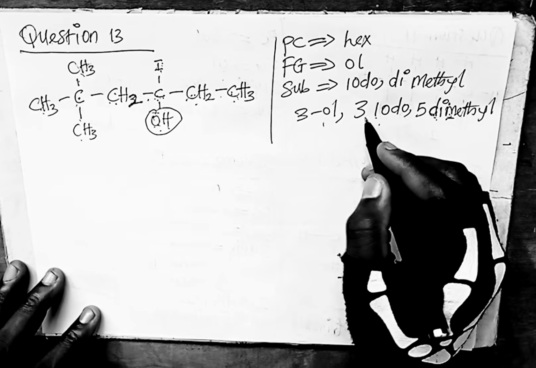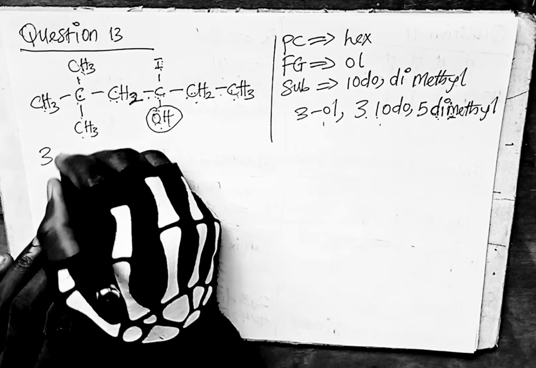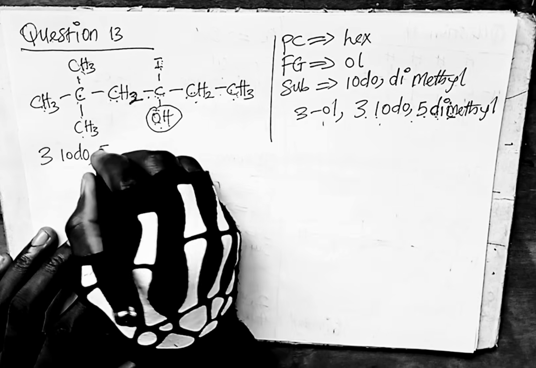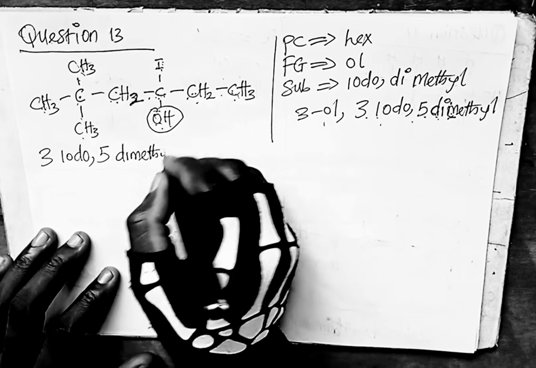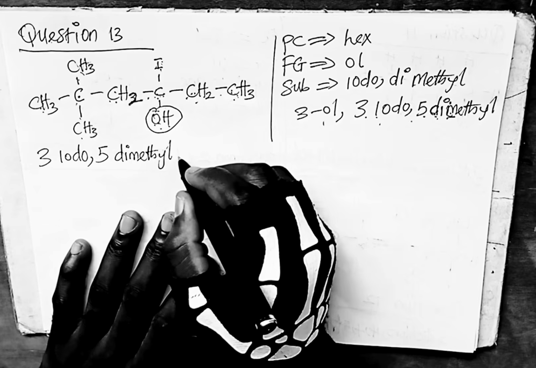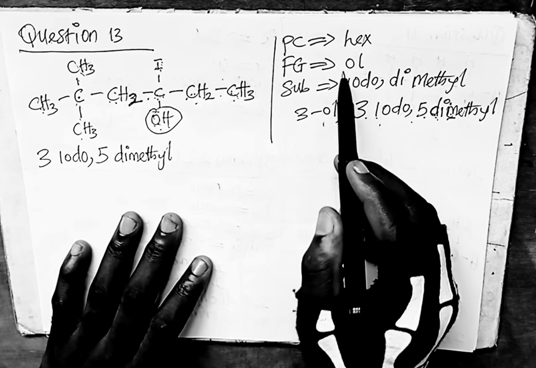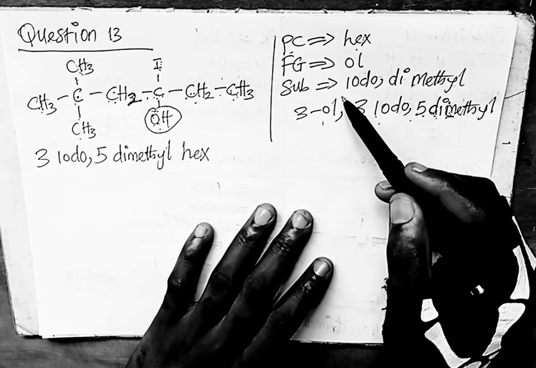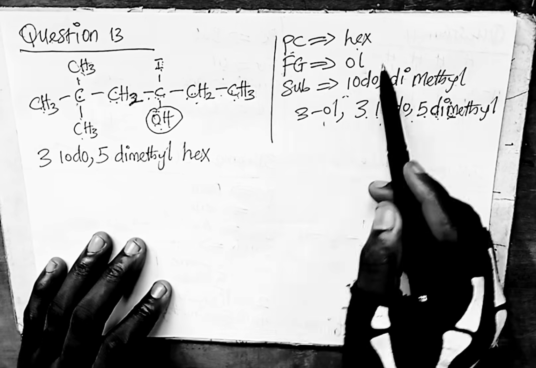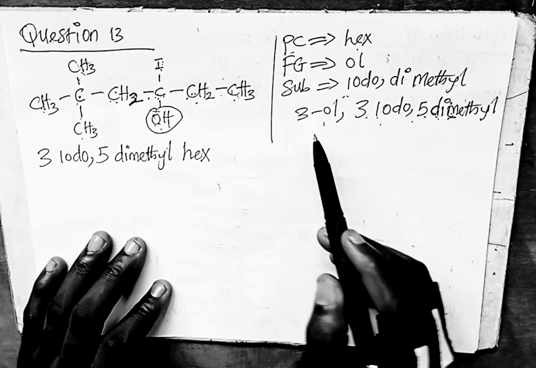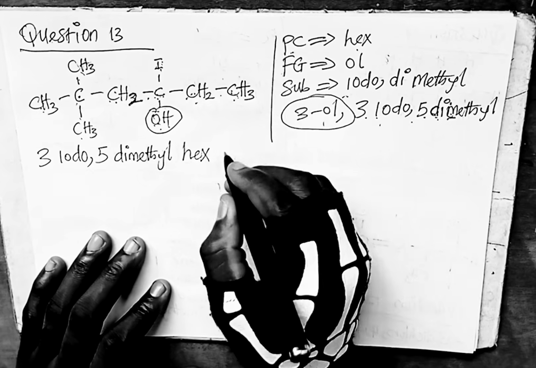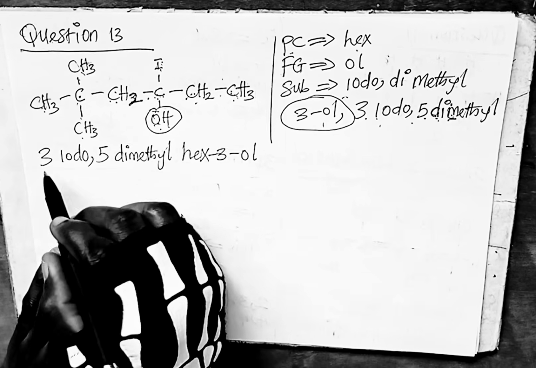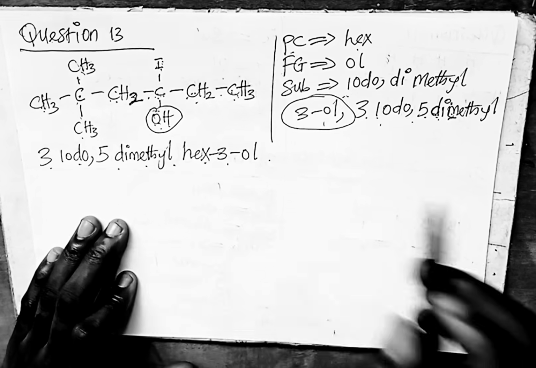So I. So you are going to have 3-iodo, comma, the next here is 5-dimethyl. 5-dimethyl what? What's the parent chain? Hex. What should be the suffix? The suffix is the functional group. And what's the functional group? Look at it here: 3-ol. Hex-3-ol. So this is it: 3-iodo, 5-dimethyl, hex-3-ol. That is the name of this organic compound.